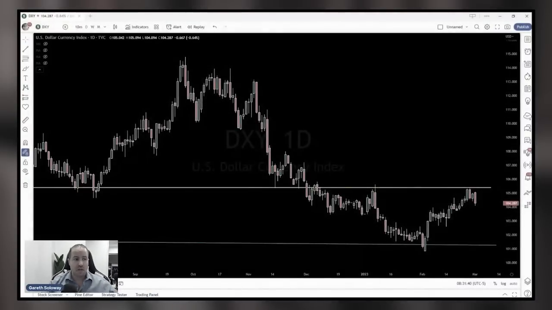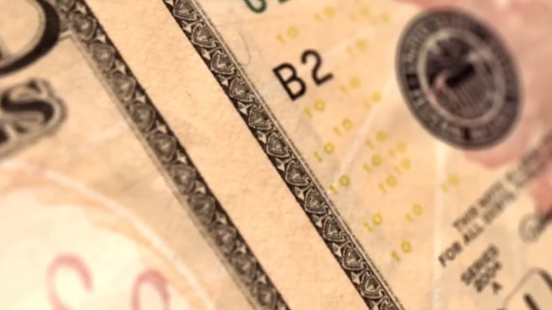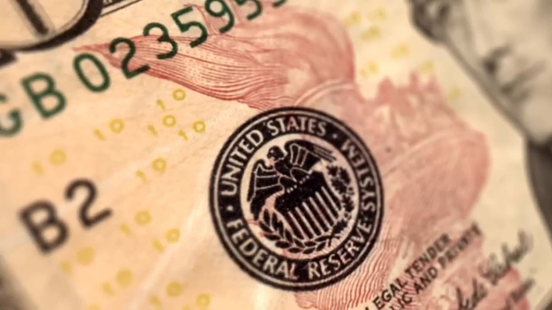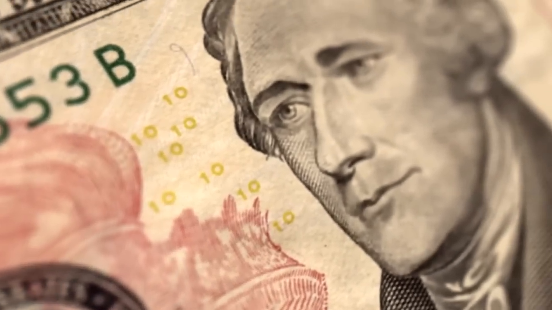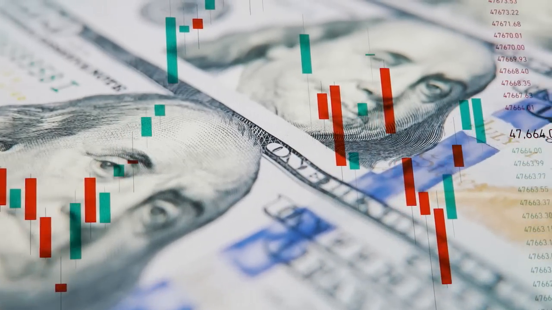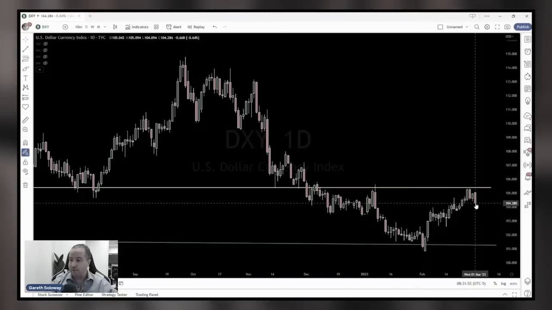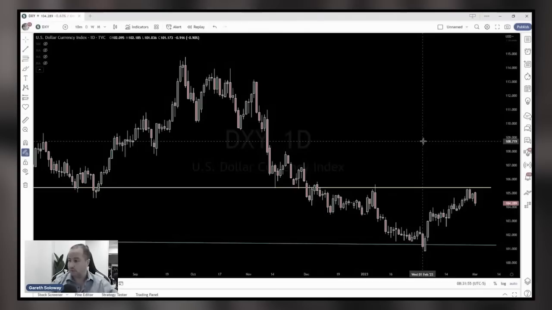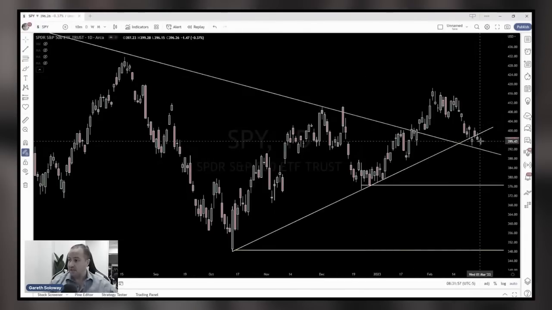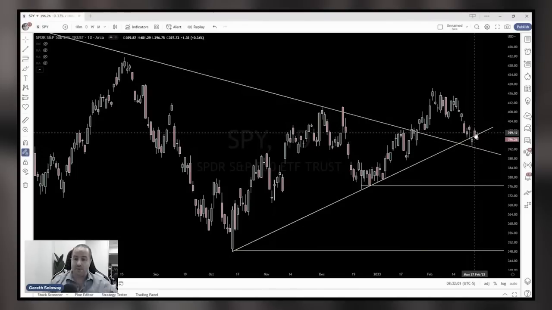All right, I want to show you the charts here. What we're going to do is go into the charts. This is the dollar. What we can clearly see here on the US dollar chart is that we had a down day, a small up day, and then another down day today. If we flip over to the SPY chart, we had the down day and then a weak up day when the dollar fell.